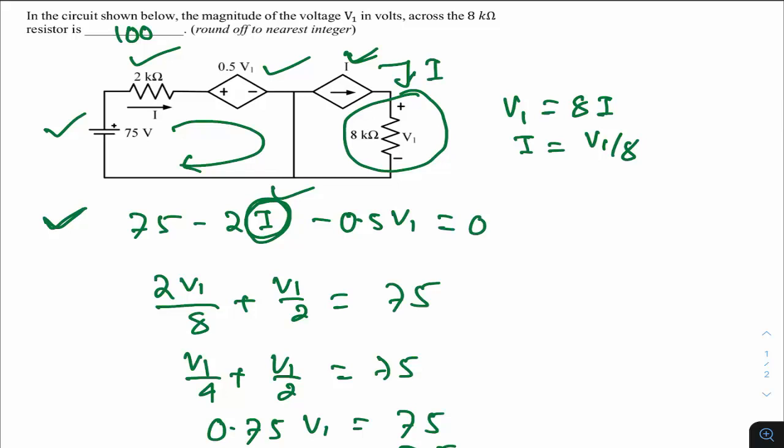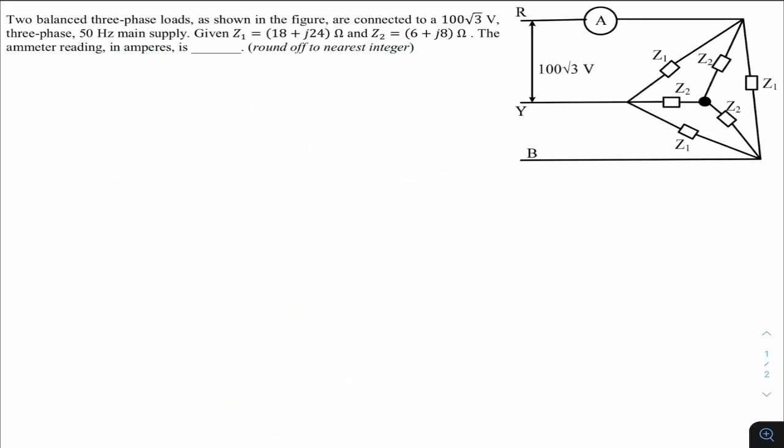Answer is 100 volts. This question was asked in GATE 22 of electrical. This is from the network subject and the three-phase circuit topic. The question is: two balanced three-phase loads as shown in the figure are connected to a 100 volts three-phase 50 Hz main supply. Given Z1 equals 18 plus j24 ohms and Z2 is 6 plus j8 ohms, the ammeter reading in amperes is dash. So here we have the ammeter, and we need to find its reading. You know very well that an ammeter always reads the magnitude of the corresponding phasor, so it reads currents.